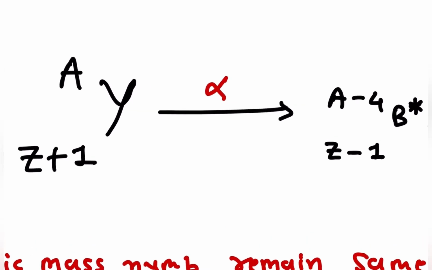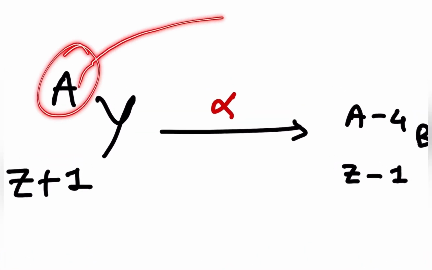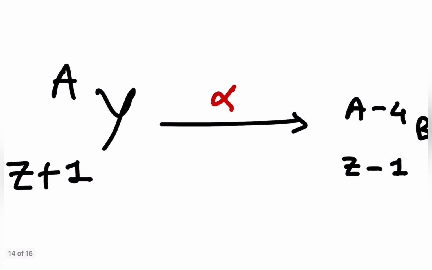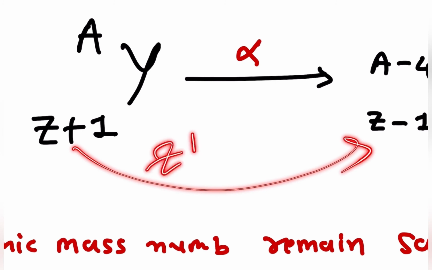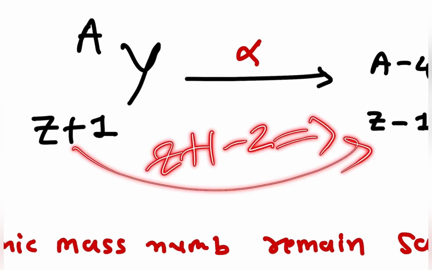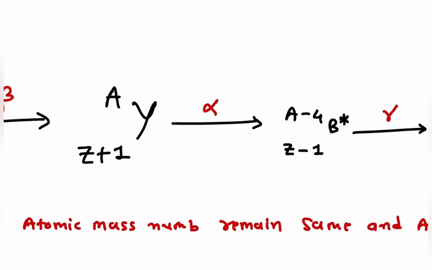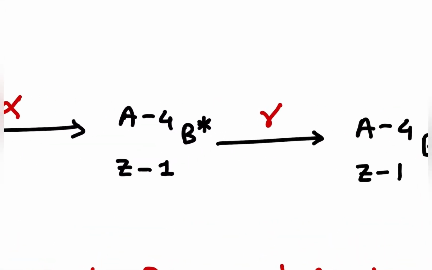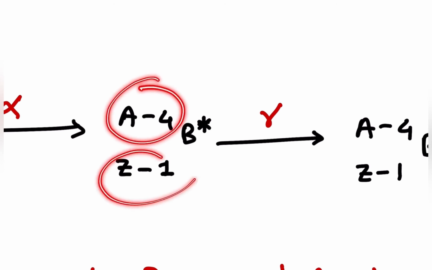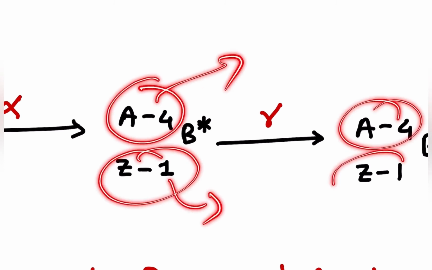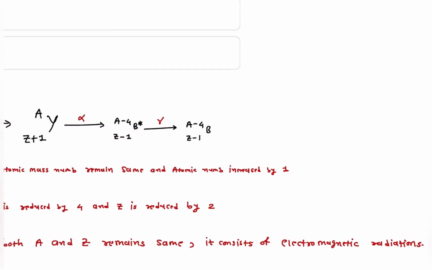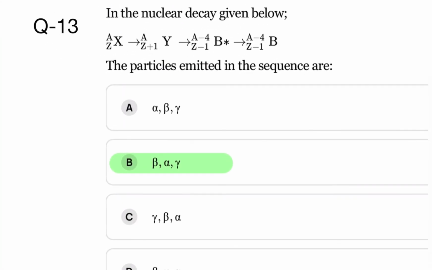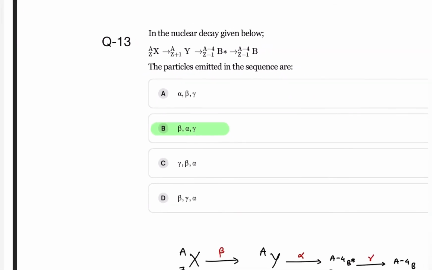In the next process, the mass number, or number of nucleons, is reduced by 4 and the atomic number Z plus 1 is reduced to Z minus 1, that is decreased by 2. So that is alpha decay. In the third process, in a gamma decay, the number of nucleons and the number of protons, A and Z, remain the same. So the third and last process is gamma decay, where both A and Z remain the same, and it consists of electromagnetic radiation. So the correct sequence is beta, alpha and gamma. So option B is correct.